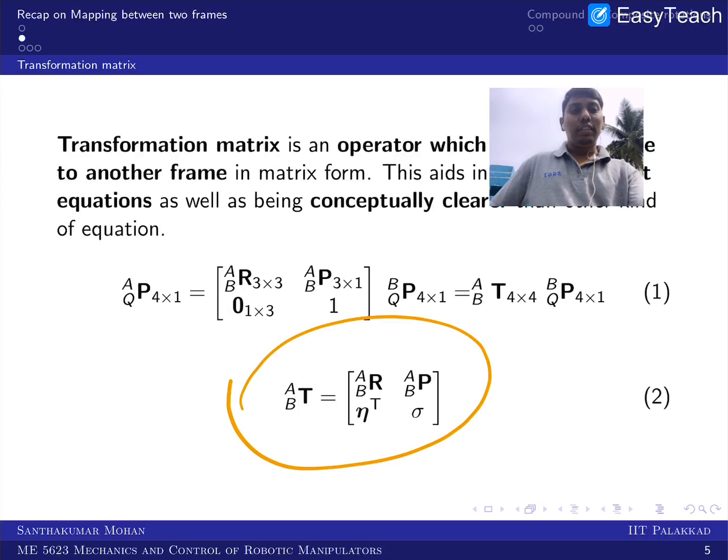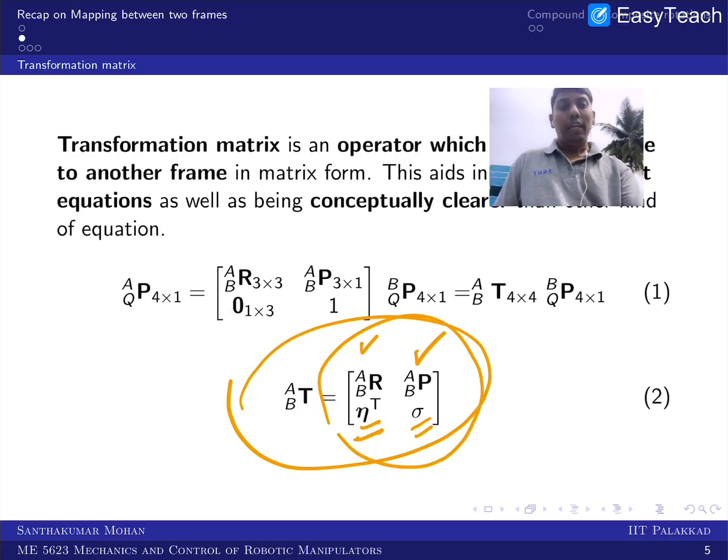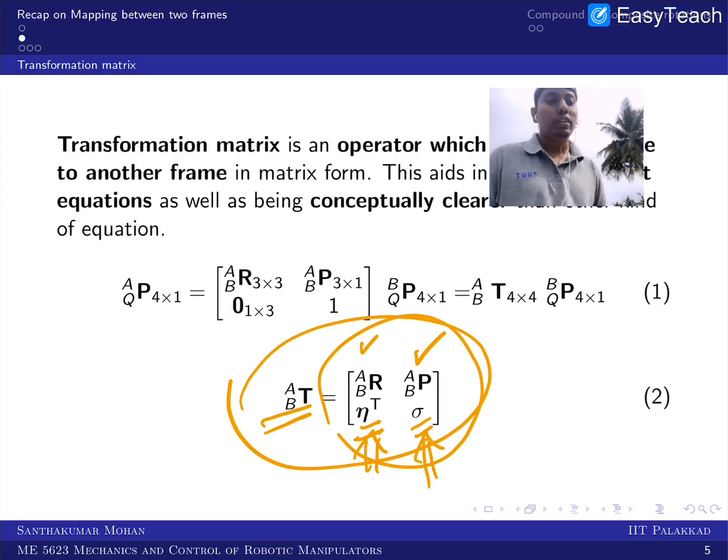This we have already seen: this is the perspective vector and this is the scaling factor, and this is your positional information of B with respect to A, and the rotational information of B with respect to A. Now all of this combined I am calling the transformation matrix. The perspective is how you are viewing the B frame with respect to A, and how you are measuring the positional information of B with respect to A, whether you are doing some scaling or not. That is what we are doing. So we are all clear with the transformation matrix.